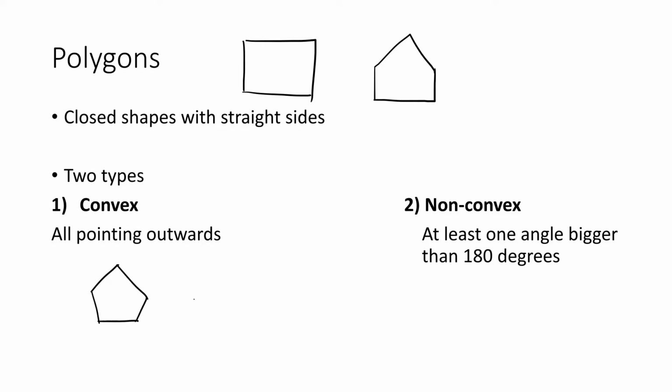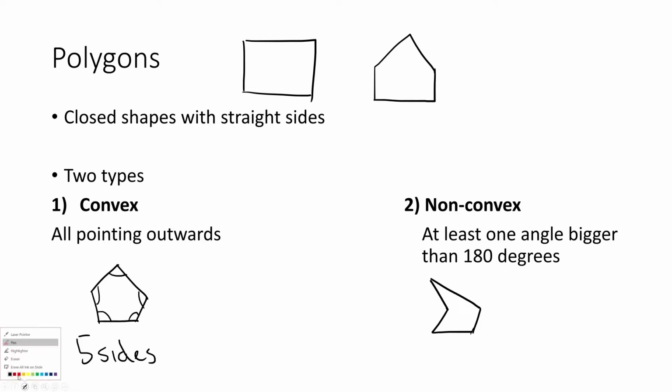all your sides are outwards, and then the second type is non-convex. Again, let's do a pentagon. So pentagons have 5 sides. All of these point outside, and all of these angles are smaller than 180 degrees.